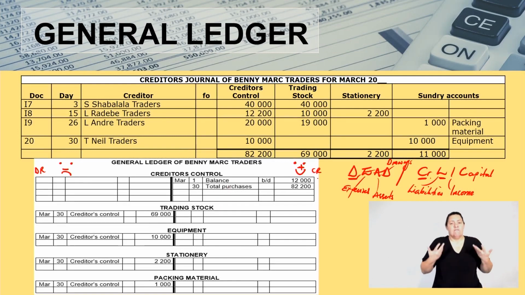So we were already owing some businesses 12,200 from the previous month. In this month, we have purchased trading stock, stationery, and even some equipment, not forgetting packing materials. And the total amount of our purchases was 82,200. Now, we should be able to post that to our creditors control. So once we buy on credit, it increases what we owe to our creditors.